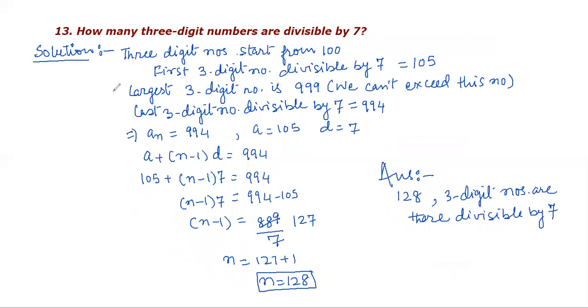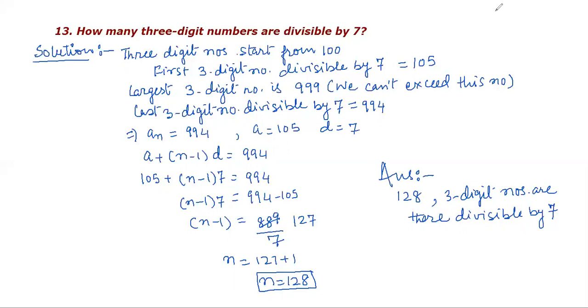Now, the next important question of this exercise. This is very, very important. Many a time it has been asked in CBSE. How many 3-digit numbers are there which are divisible by 7? So first of all, we have to think from where the 3-digit numbers start. 3-digit numbers start from 100. So what will be the first number divisible by 7?